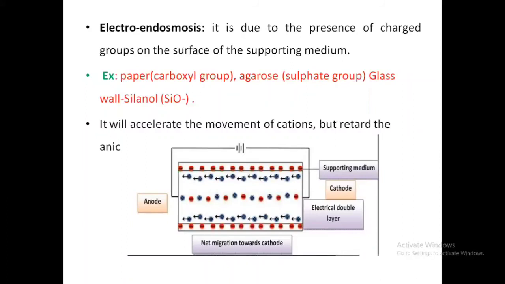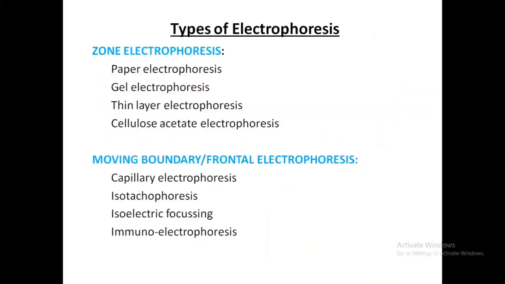Don't get confused. You are taking a supporting media, and that supporting media has some surface active groups like carboxyl groups in paper, sulfate groups in gel, silanol groups in glass. Those groups will activate the cations. If the cations are activated, what will happen? Those cations will move towards the cathode, and anions are going to be suppressed. That is called endoosmosis. Okay, this is about the factors.